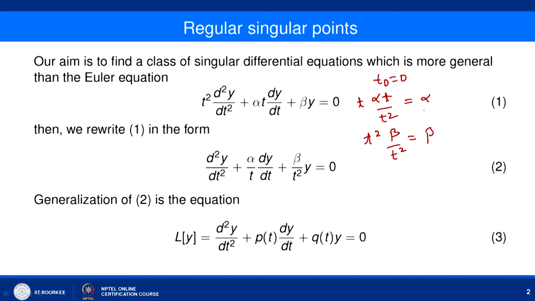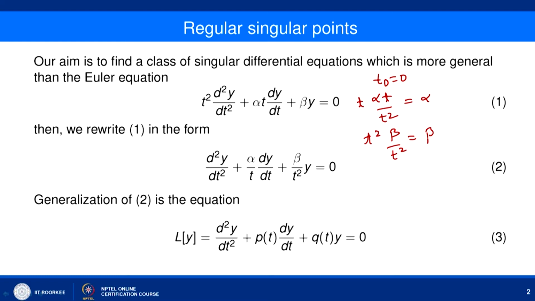So we can say that alpha and beta are constant functions, hence they have a Taylor series expansion with only one component, and we can say that t naught equal to 0 is a regular singular point for this Cauchy Euler equation. We have already solved this Cauchy Euler equation in a previous lecture.